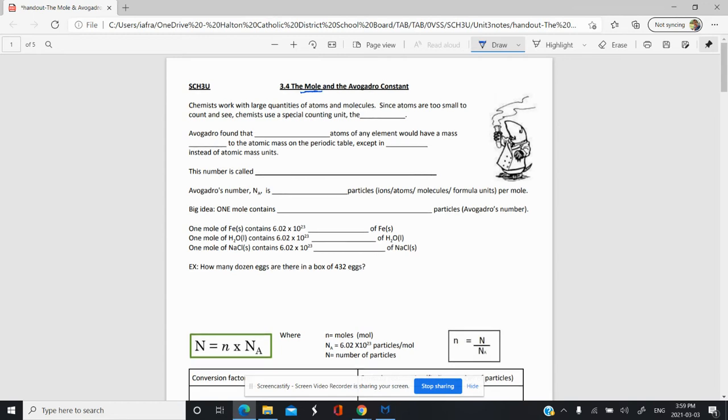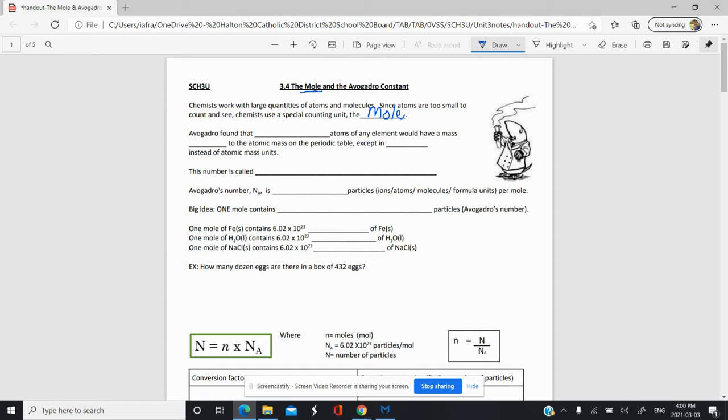Now, when it comes to molecules, atoms, and various particles, they're very, very small, and they come in a large quantity. So large that we came up with a special counting unit as chemists, and we call that special counting unit the mole. One of the main scientists involved in defining the mole is Avogadro.